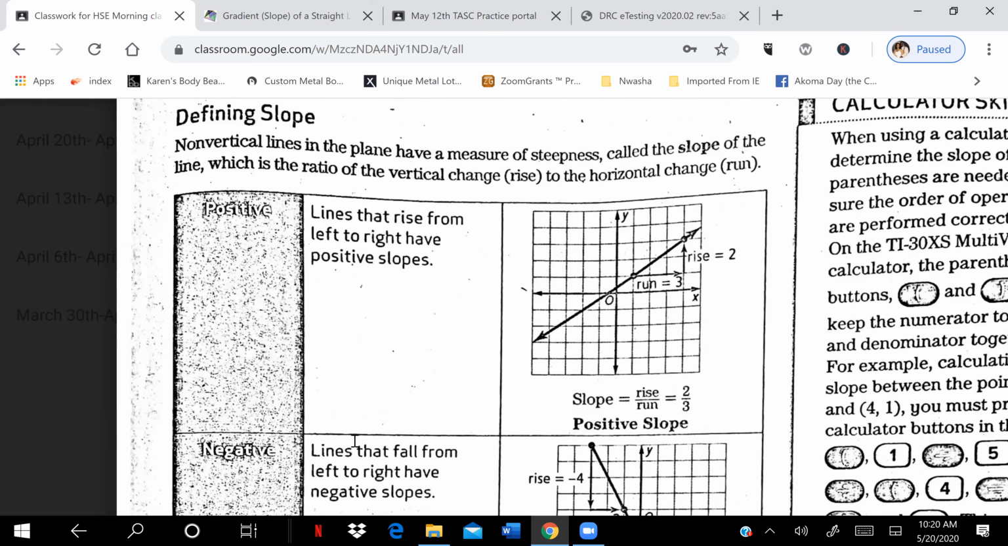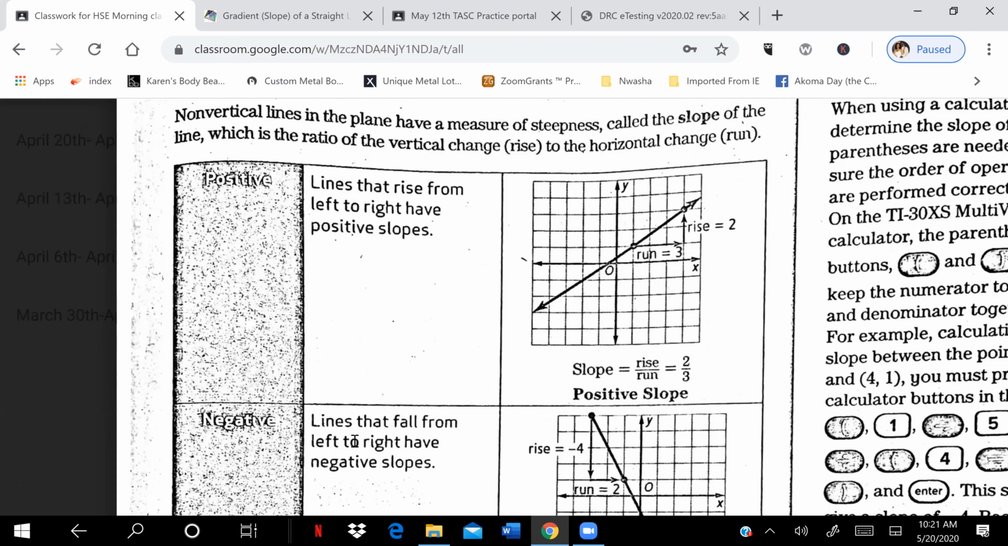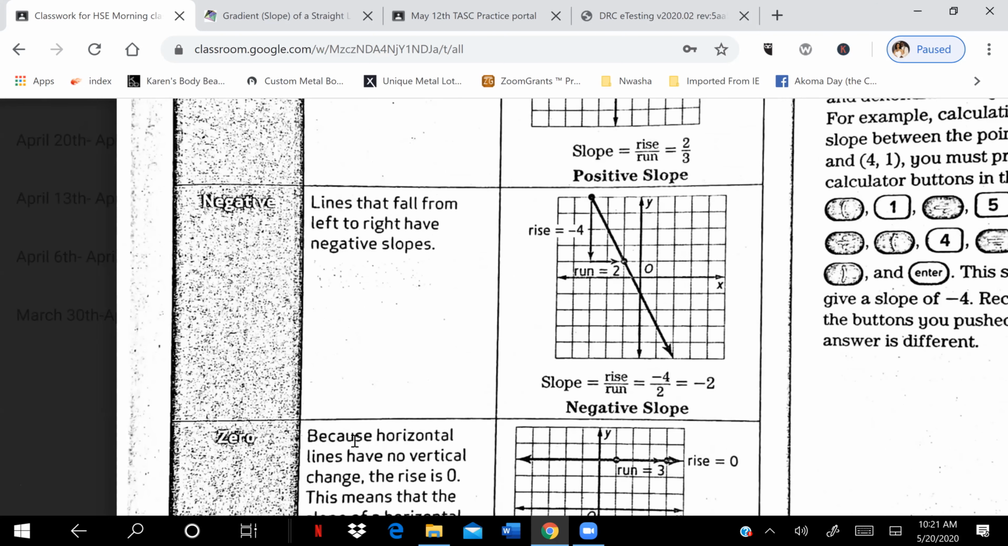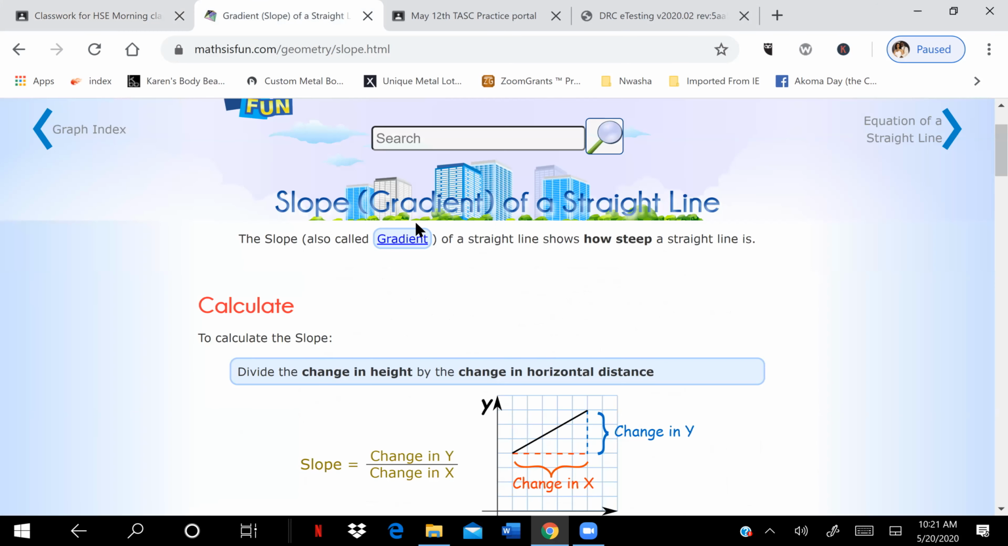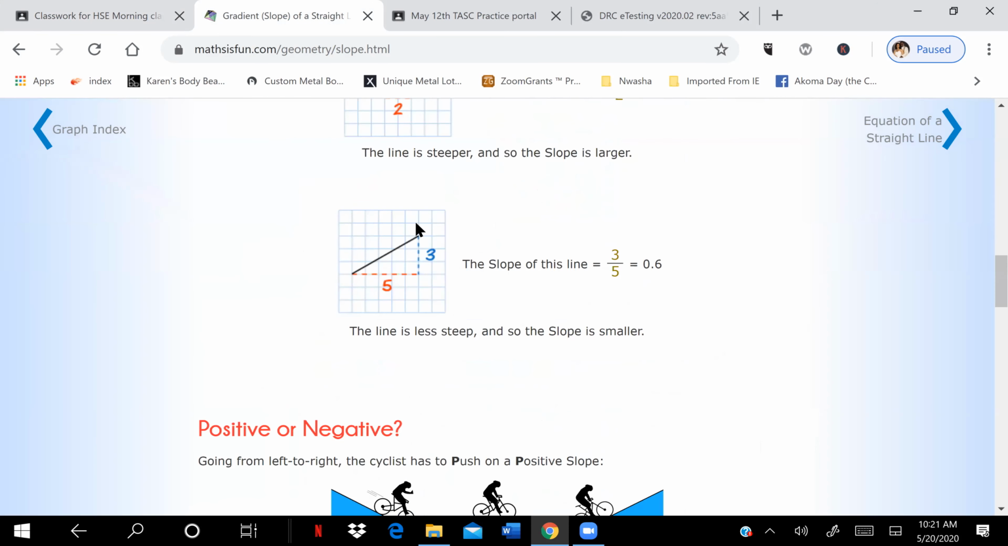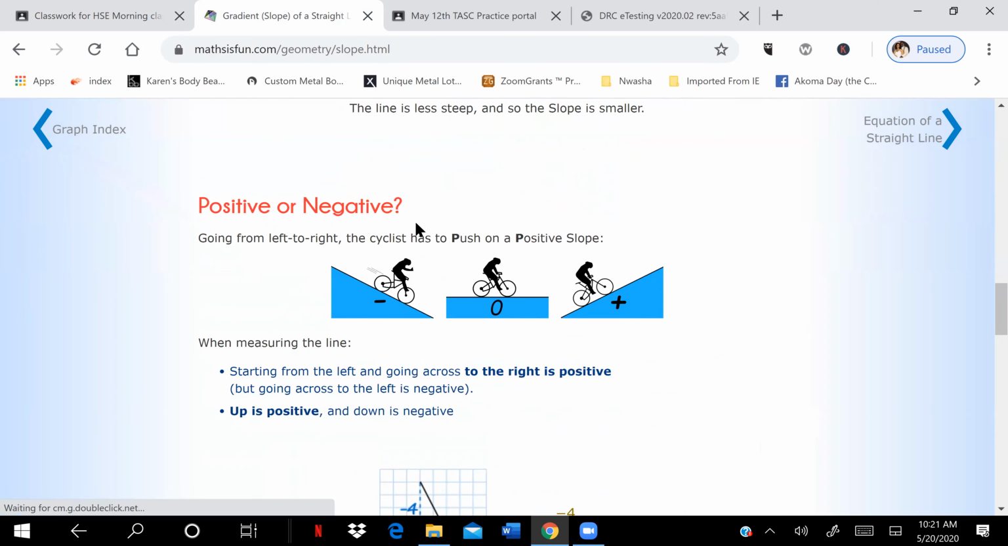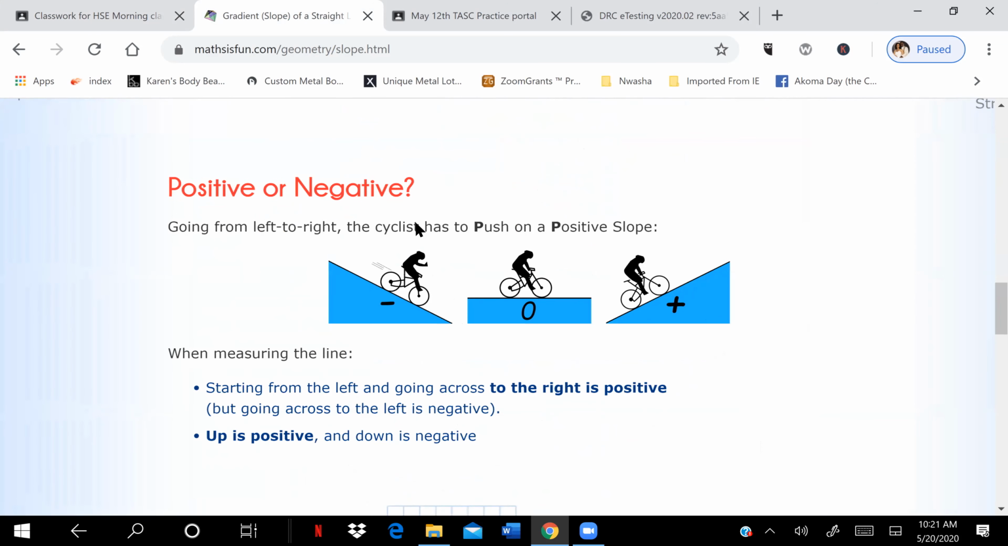Just by looking at a line, you want to know whether it's a positive, negative, or 0 slope. On Math is Fun, it has a little guy on a bicycle, and you're kind of thinking negative is going down the hill, no slope means you're just flat on the street, and a positive slope is going up the hill. So what you want to do when you're looking at slope is think about the line from left to right still.